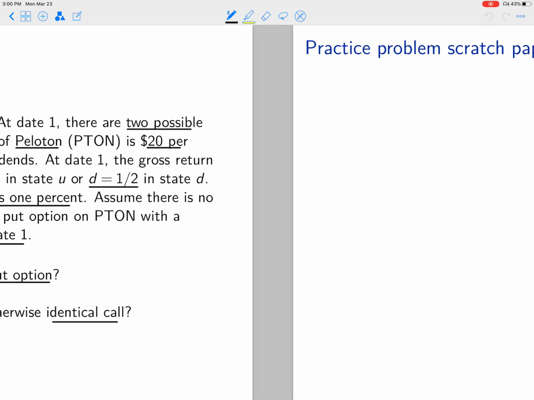Okay, let's start by writing down our inputs. We'll draw our binomial tree, good practice. Two dates, 0 and capital T. Today's date at date 0 is the known. Date T in the future is the unknown, 1 year from now. There are three assets: the stock, the bond, and the put option.